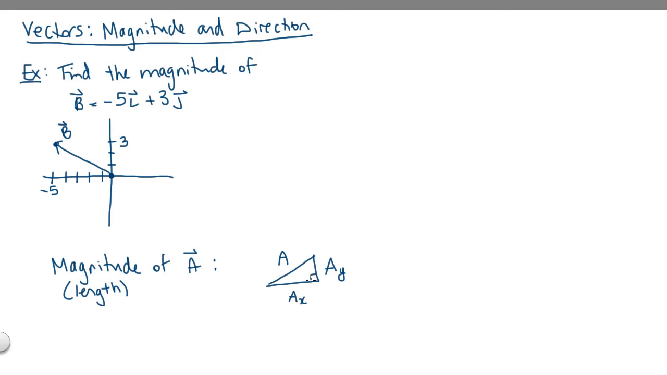So we've got a nice right triangle. And the Pythagorean theorem tells us how to calculate the magnitude of our vector. Our magnitude of a will be the square root of ax squared plus ay squared. So that is the general formula for the magnitude of a vector as long as our vector is in the plane.